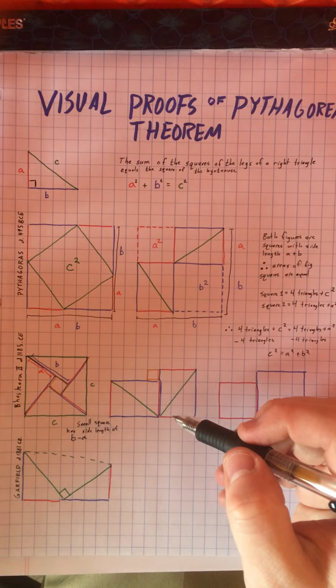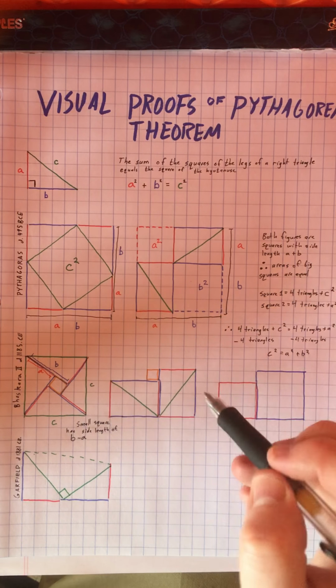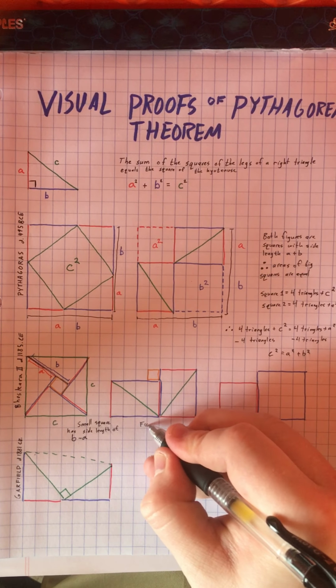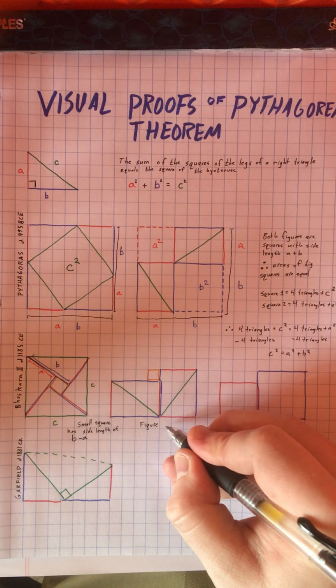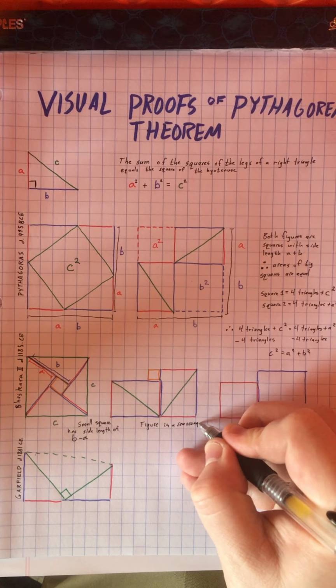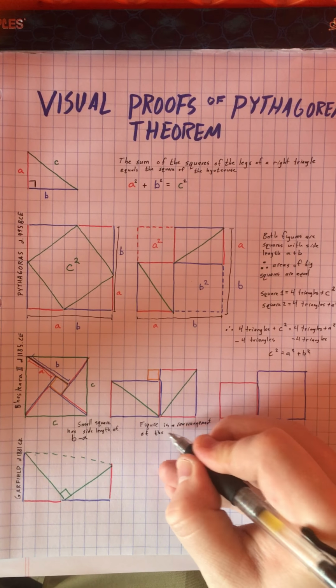But now take a look at this figure over here. All I've done is taken my 4 triangles and this tiny orange square, and I've rearranged them. So therefore, this figure is a rearrangement of the original square.